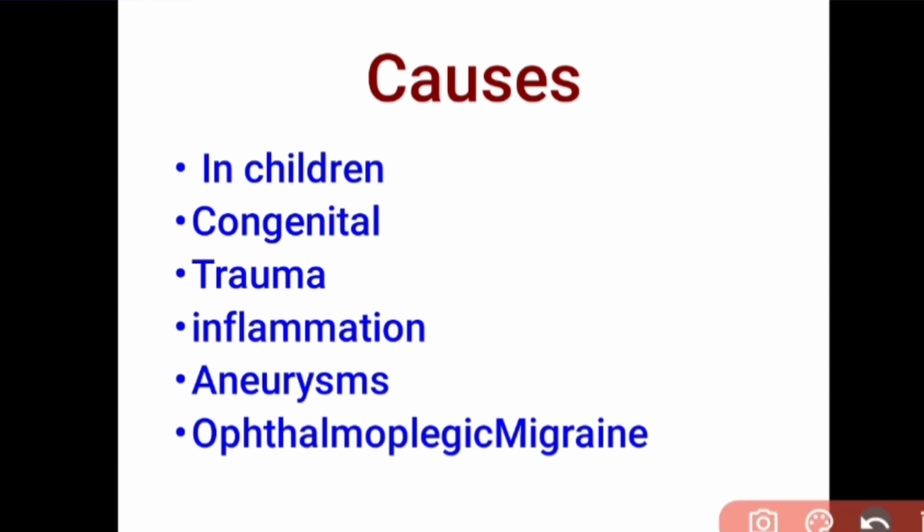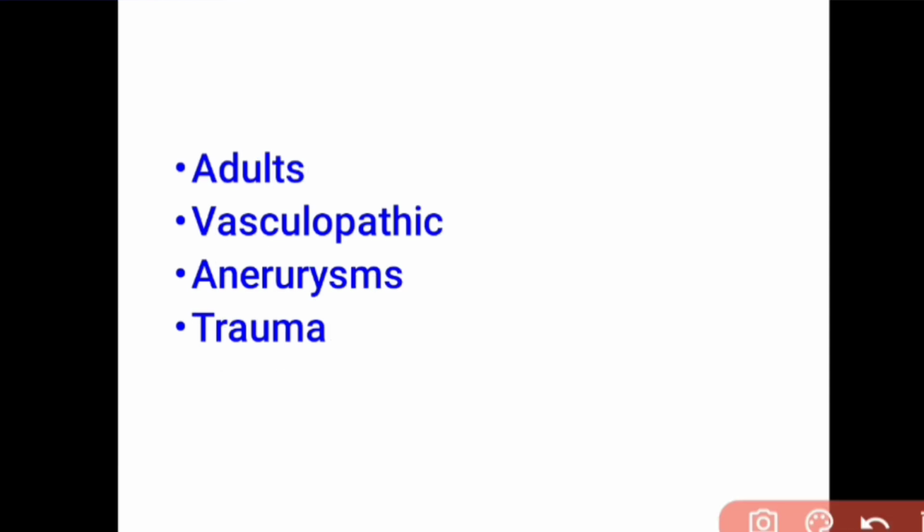In children, the palsy is mainly congenital, which accounts for 43% of total palsy in children. The second is trauma, then inflammation, aneurysms, and even some cases because of ophthalmoplegic migraine. If you come to adults, the most common causes are vasculopathic, that is secondary to diabetes or hypertension, and then aneurysms and even trauma.